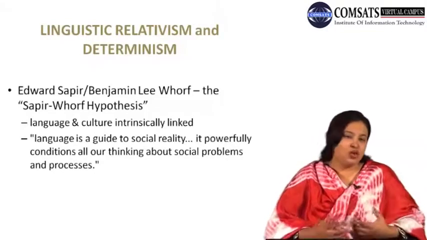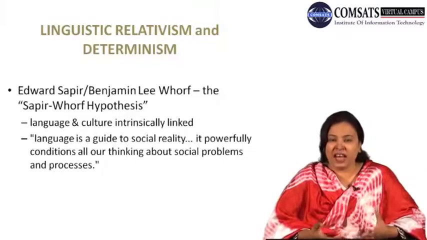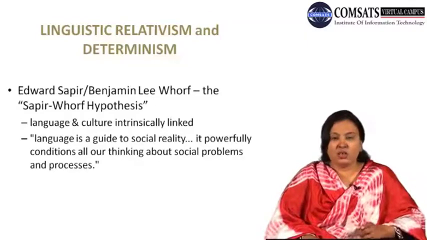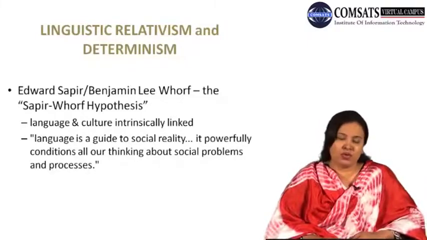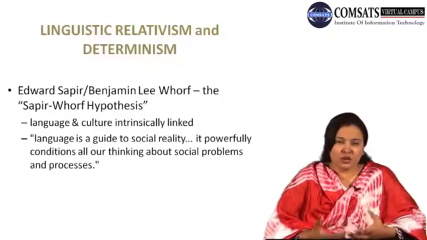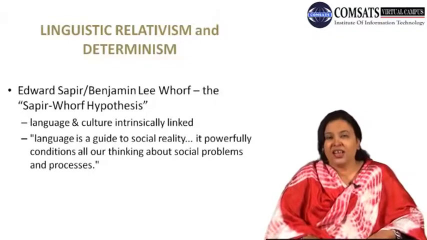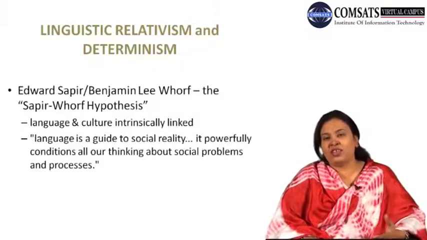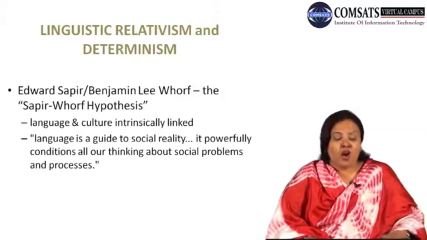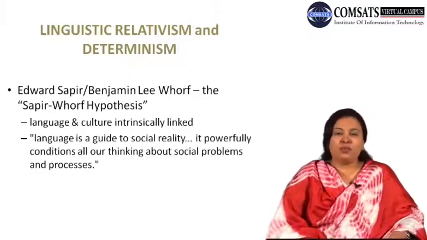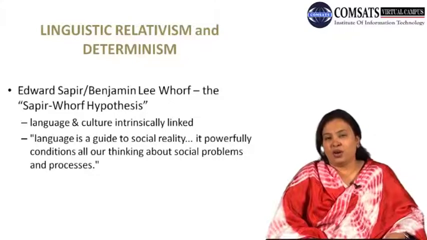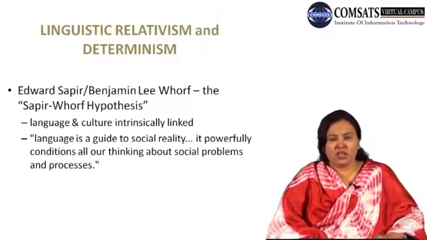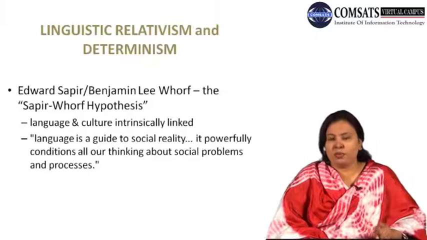And because language is so powerful to determine linguistic reality, cultural reality, and social reality, it powerfully conditions all our thinking about social problems and processes. That is again a strong part of this hypothesis, but there is a weaker form against it, because we have a lot of criticism against this. Now, according to Sapir-Whorf, it is language through which we can determine society, because language powerfully conditions our thinking about social problems and processes.